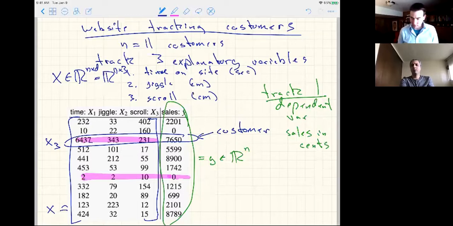Yeah, great. So IID will come on Wednesday. We'll talk about that. We'll assume the rows are independent, not the columns. That's what we'll end up assuming.